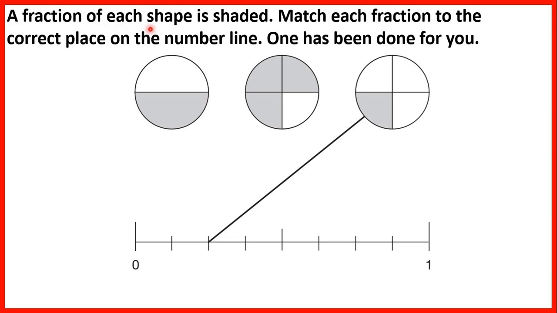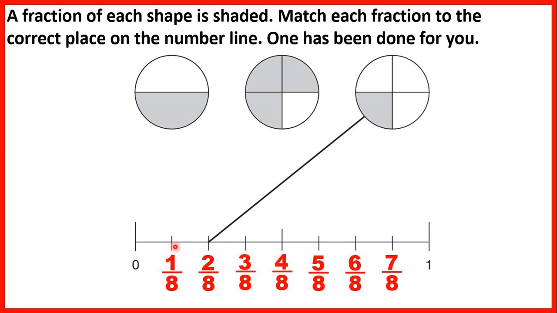A fraction of each shape is shaded. Match each fraction to the correct place on the number line. One has been done for you. So if we look at our number line, we have 0 and 1 marked on the line, and to get from 0 to 1, we have 1, 2, 3, 4, 5, 6, 7, 8 lines. So our number line is going up in eighths.